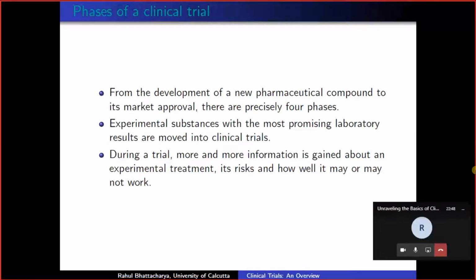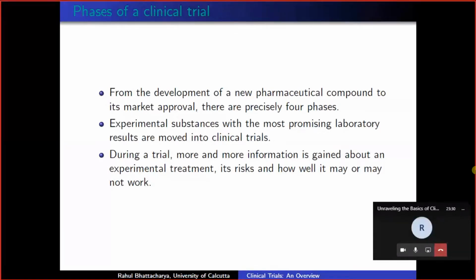Now, what are the different phases of a clinical trial? What happens during a clinical trial? This is the most important question. From the development of a new pharmaceutical compound to its market approval, there are precisely 4 phases. Sometimes we get 1 or 2 phases combined or some extra phase, but there are precisely 4 phases. Experimental substances with the most promising laboratory results are moved into clinical trials. And during a trial, more and more information is gained about an experimental treatment, its risks, and how well it may or may not work.